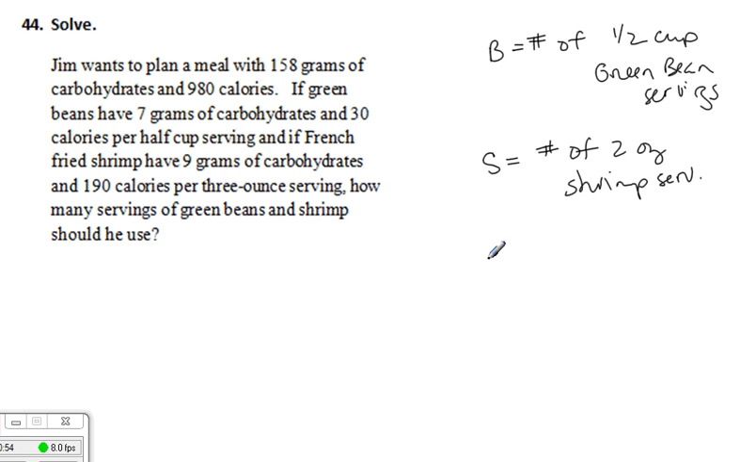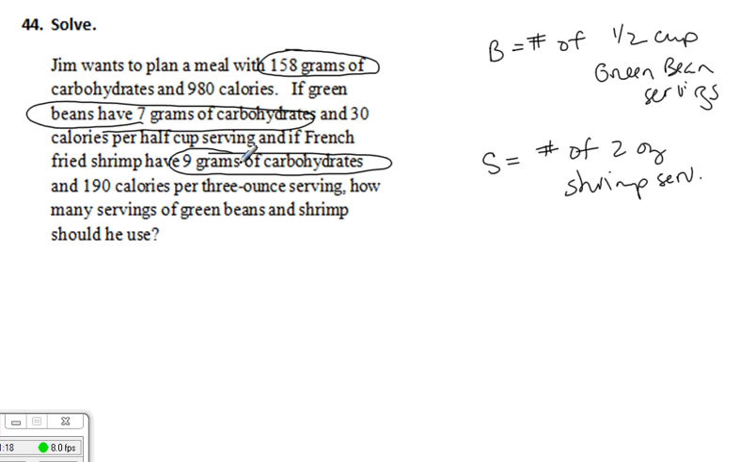And then I'm going to set up a sentence for the carbohydrates and a sentence for the calories. So for the carbohydrates, if he wants to have 158 grams of carbs, and we have that green beans is 7 grams per serving of carbs, and the shrimp are 9 grams of carbs per serving, then my sentence would be that I would have 7 grams for every green bean serving, plus 9 grams of carbs for every shrimp serving, and we want that to add up to be 158 total.